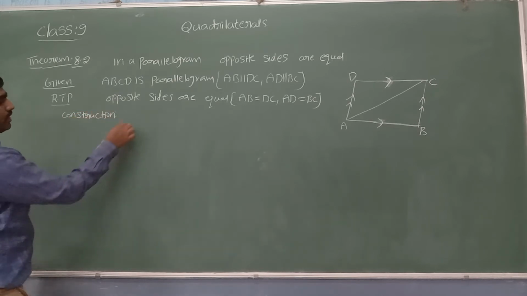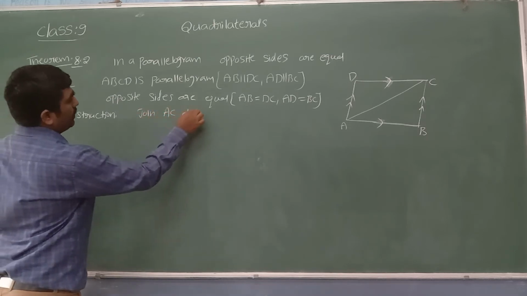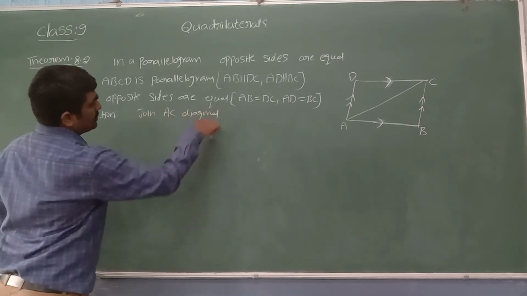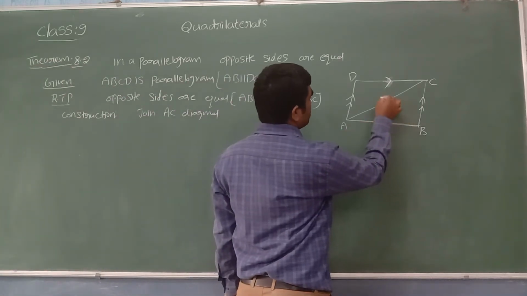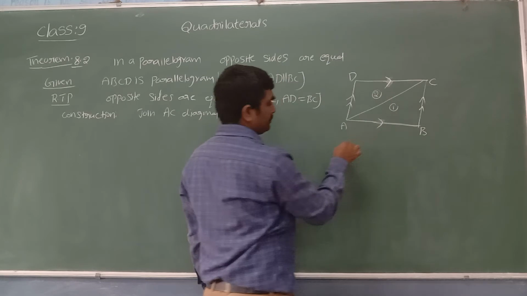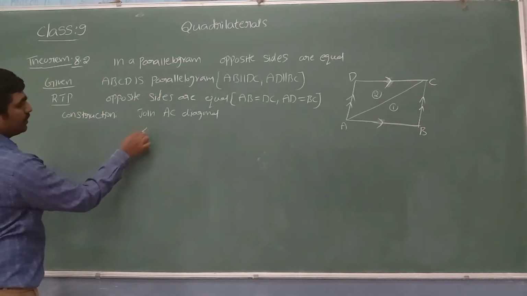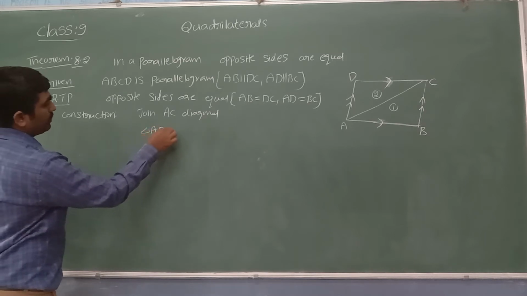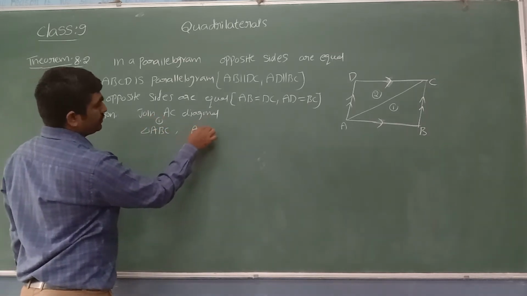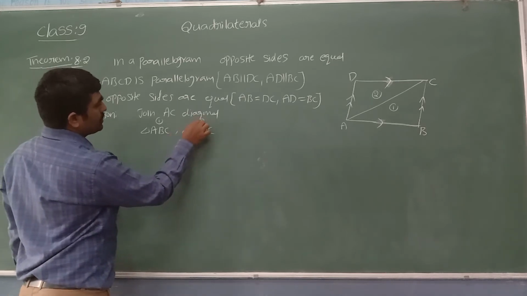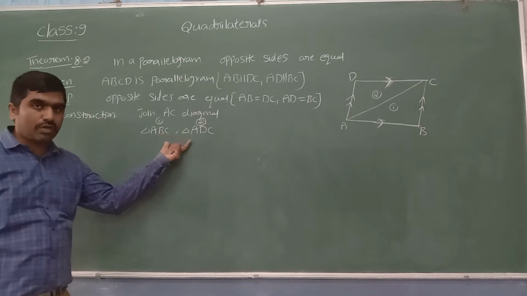What is the construction pattern here? Join AC. Join AC diagonal. Yes. Now, if I draw AC diagonal, I get two triangles, first triangle and second triangle. Now, what is the first triangle? ABC. Triangle ABC is my first triangle, and the second triangle I am considering is ADC. Triangle ADC is the second triangle. Two triangles. Now we have to prove these two triangles are congruent.